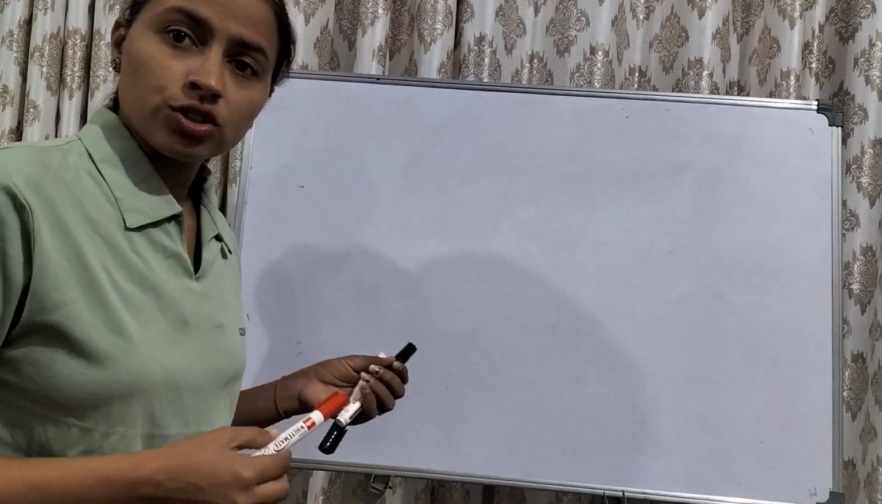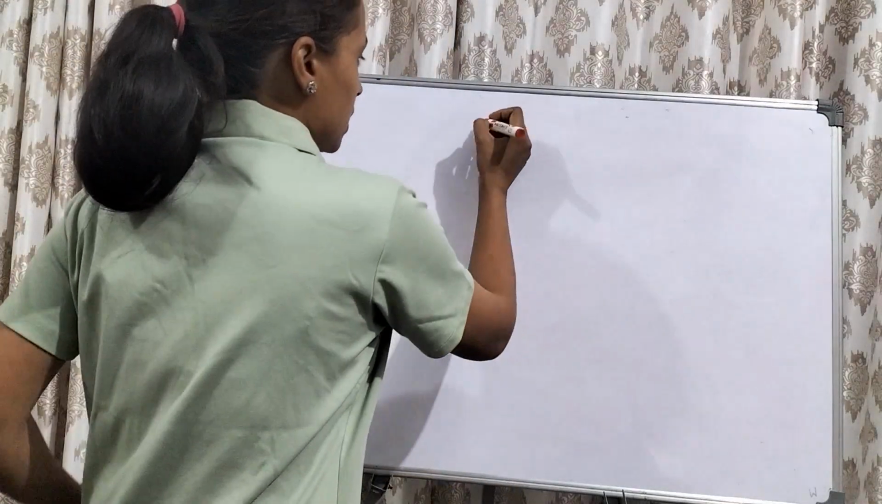So students, today in this lecture, we start a topic, microsporogenesis, from our class 12th chapter number 2, sexual reproduction in flowering plants. So students, let's start the topic microsporogenesis.